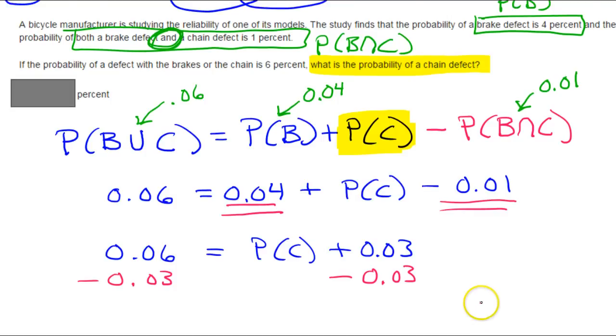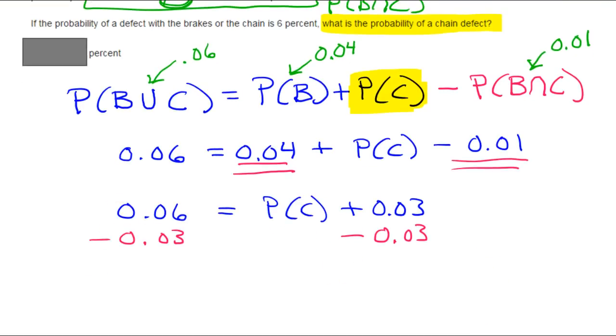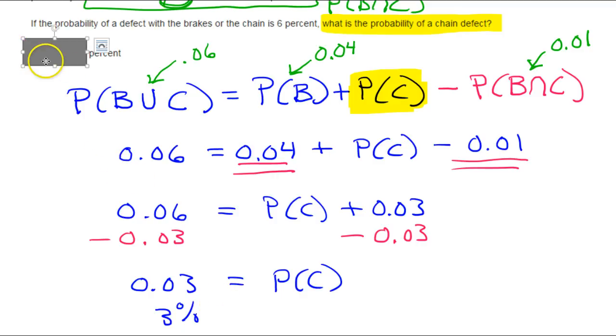Okay, again, you probably don't need a calculator for this. You can probably guess that this will be 0.03, which is the same thing as 3%. All right, there you go.